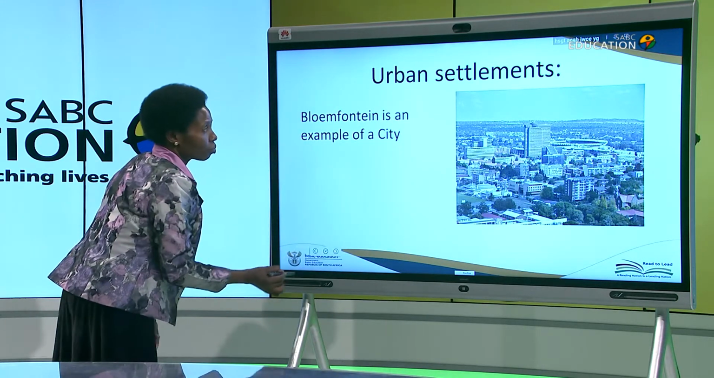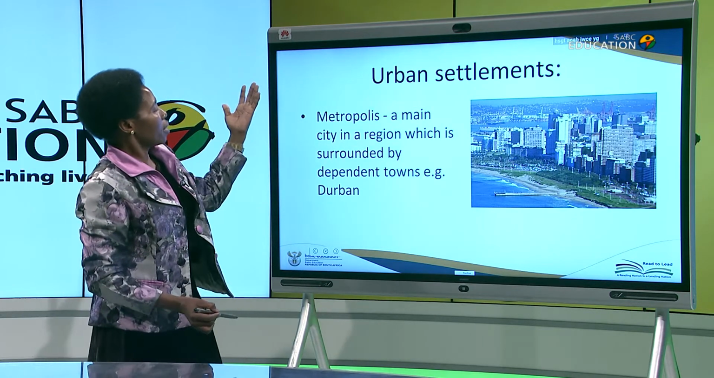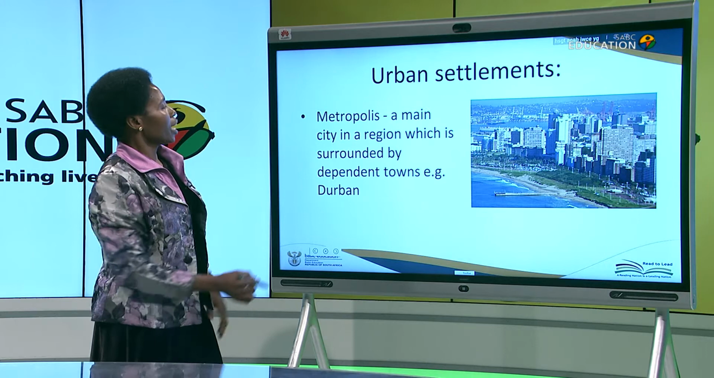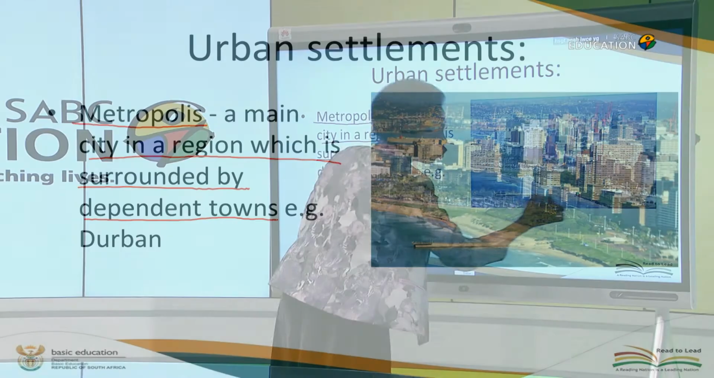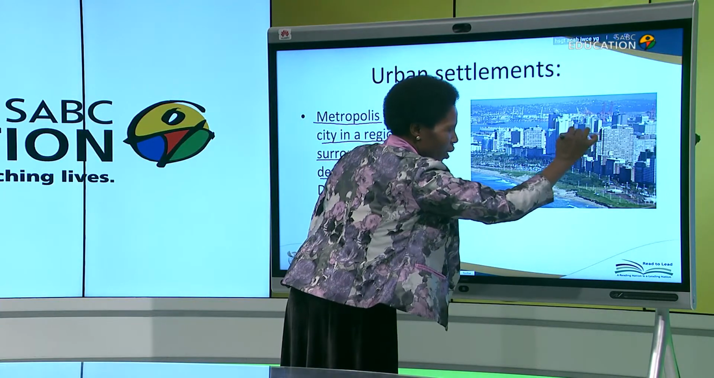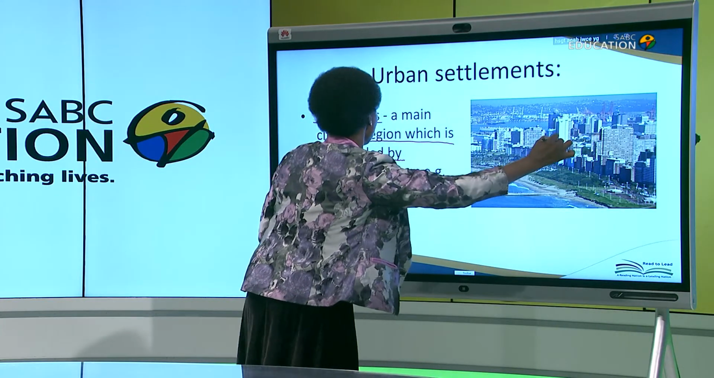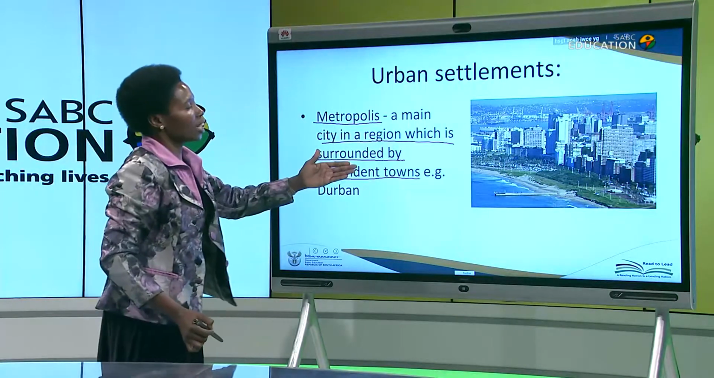Okay, let us look at the third biggest urban settlement. Here we talk about a metropolis. It's a main city in a region which is surrounded by dependent towns. We take an example of Durban. Okay, when we look here, we have Durban this side, but this Durban is surrounded by what? By towns that can come and utilize the functions that we have in this city of Durban, in this metropolis of Durban. So that is the thing that you need to take note of.